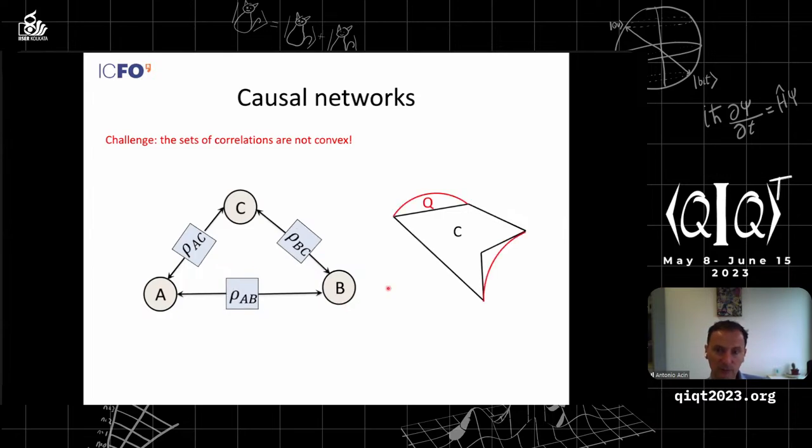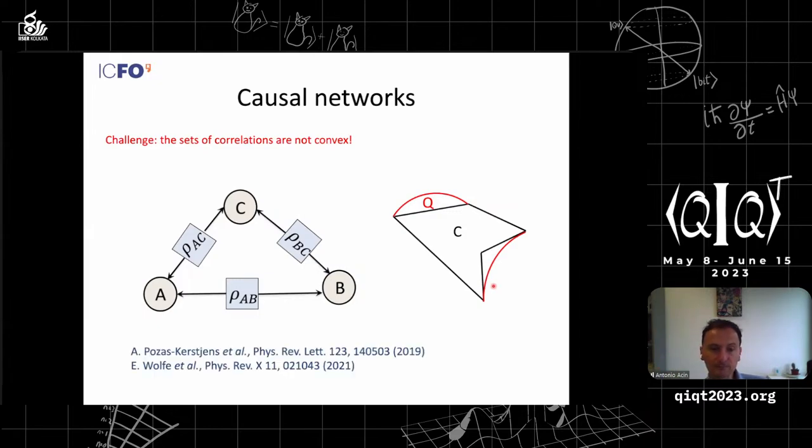And if you now look at the set of quantum correlations, we know it's larger, but it's again non-convex. Okay, well, my drawing abilities are always quite bad, but this is supposed to be convex. And okay, this may not be convex. And indeed, I'm here taking a clearly non-convex part. Okay, and this makes the characterization much harder.